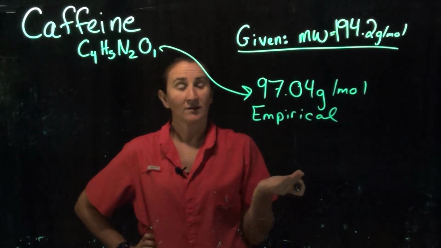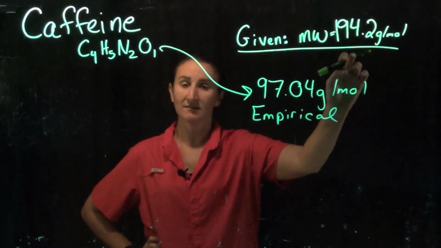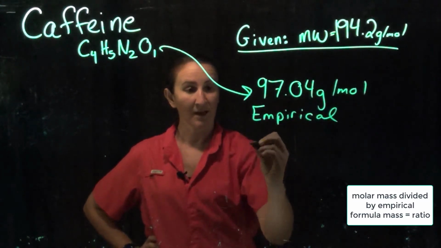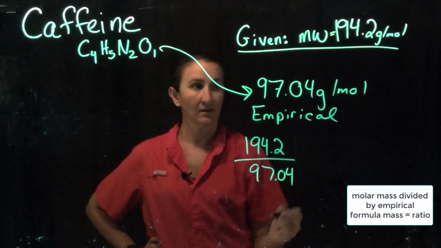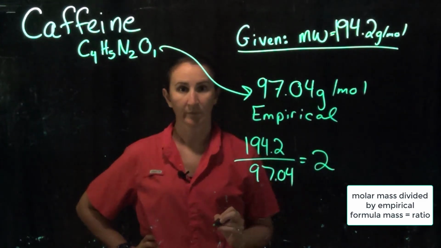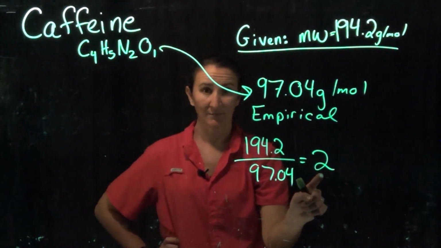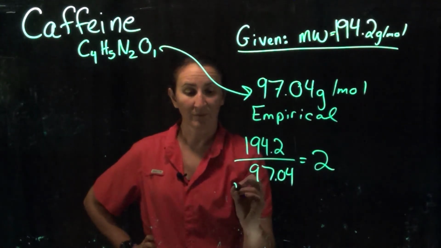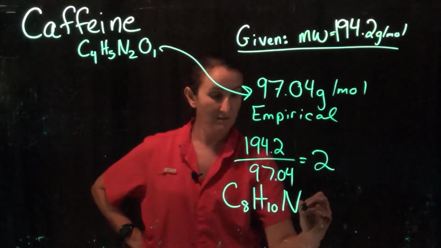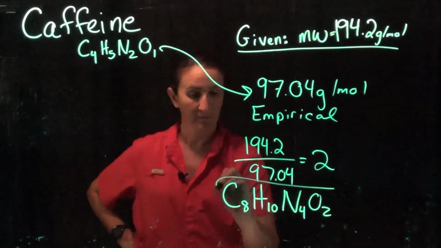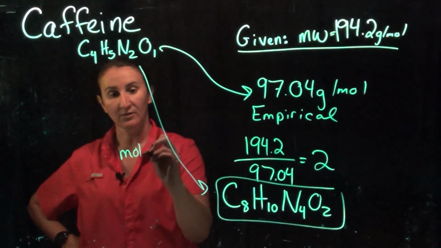All right. So then in order to calculate, what's my molecular formula then? I need to see how is this mass related to this mass. And so in order to do that, I take my 194.2 and I divide it by 97.04. And I get approximately 2. What that tells me is the subscripts in this equation need to be multiplied by 2 to get me to my molecular formula. So if I multiply all of those subscripts by 2, I get C8H10N4O2. And that is my final molecular formula. So this is my molecular formula.